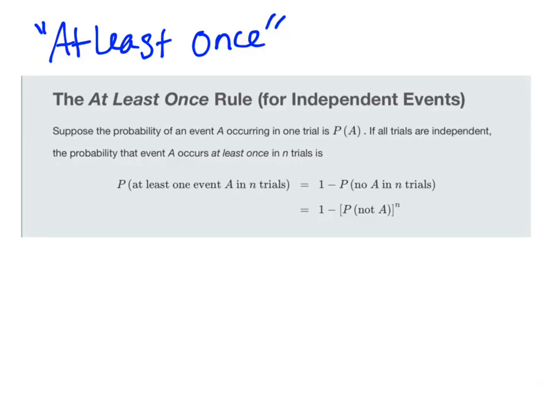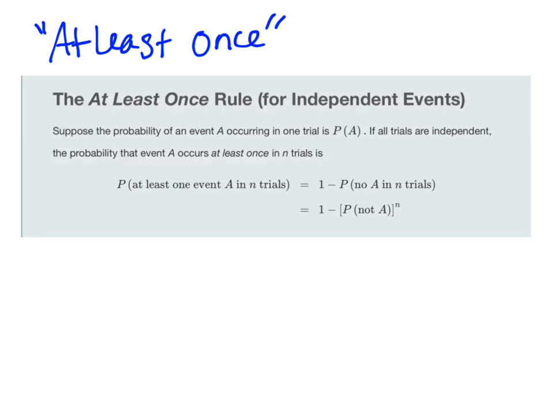All right, let's talk about the probability of events that involve the phrase "at least once." Let's say we're flipping a coin 10 times and we want to know the probability that we'll get tails at least once. There is a rule for this. Let's suppose that the probability of an event A occurring in one of those trials, for example flipping one coin, is P(A).